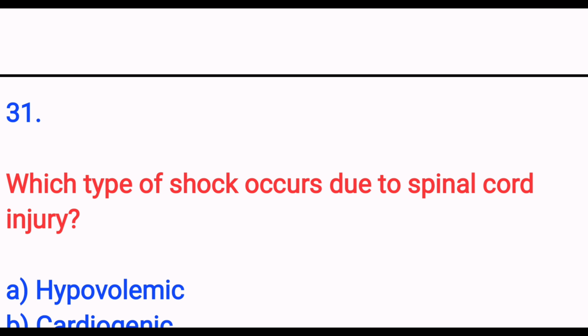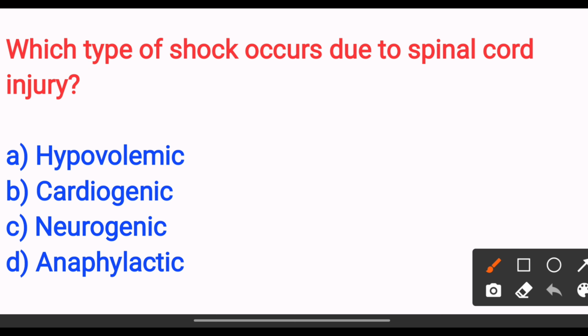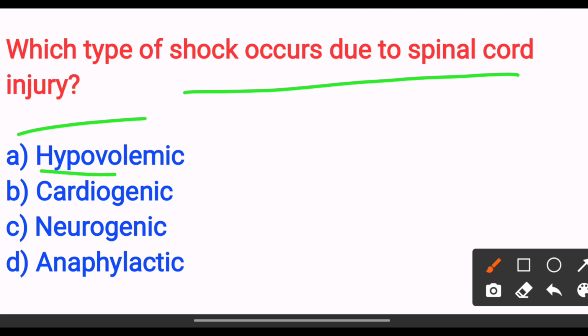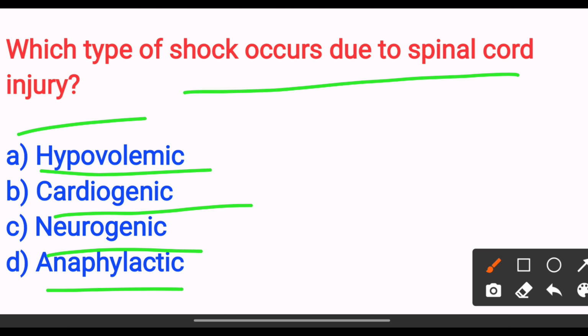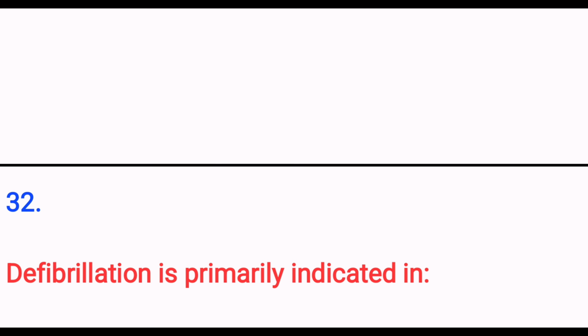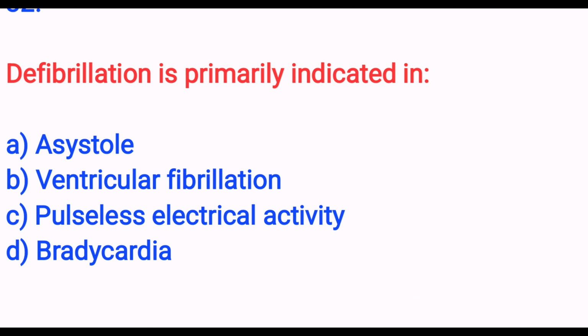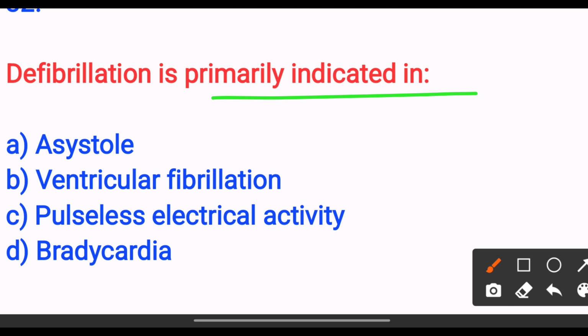Next, which type of shock occurs due to spinal cord injury? Option A, hypovolemic shock. Option B, cardiogenic. Option C, neurogenic. Option D, anaphylactic. The answer is option C, neurogenic shock. Next, defibrillation is primarily indicated in option A, asystole. Option B, ventricular fibrillation. Option C, pulseless electrical activity.